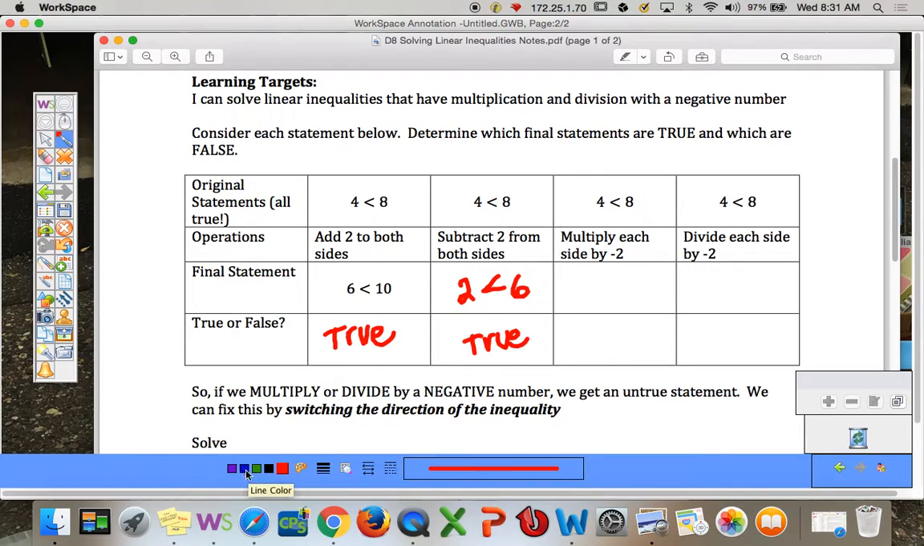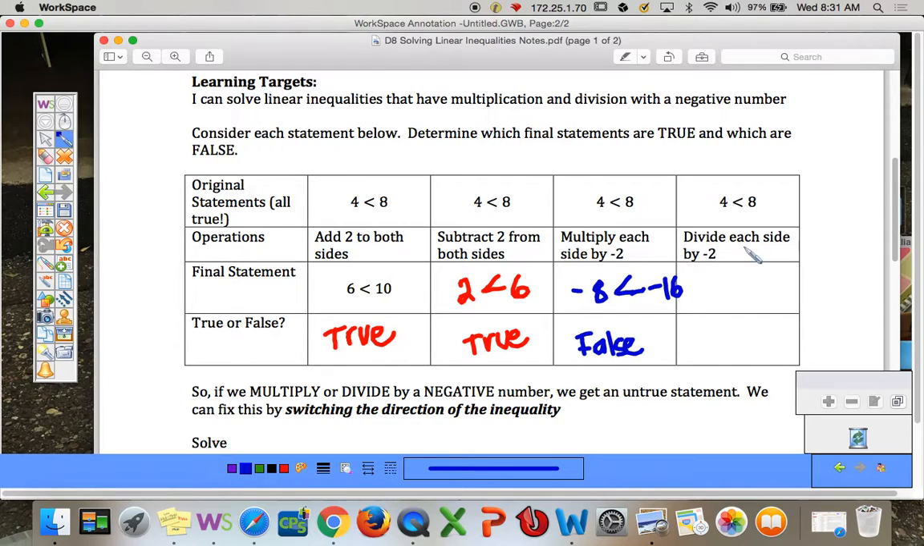Okay, we're going to try the next one. Multiply each side by negative 2. Okay, so 4 times negative 2 is negative 8. 8 times negative 2 is negative 16. Is negative 8 less than negative 16? And that would be false. Negative 8 is bigger than negative 16, so this is false.